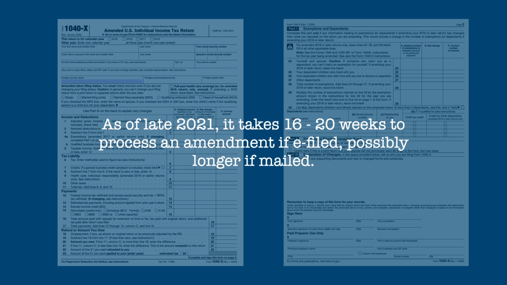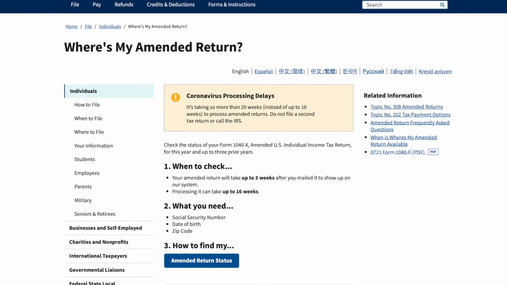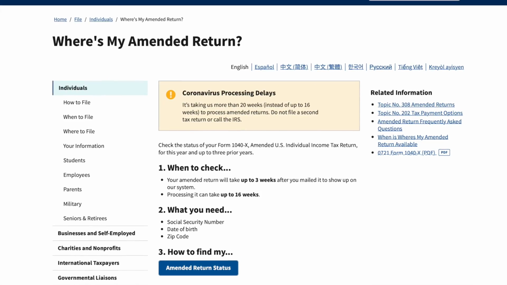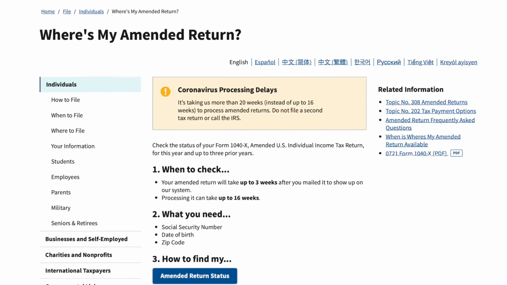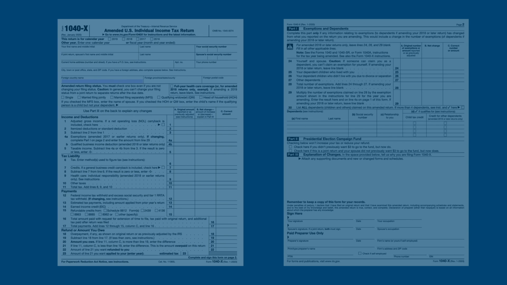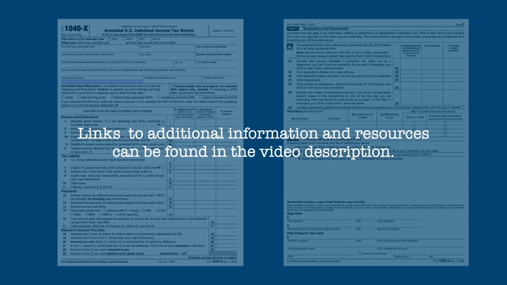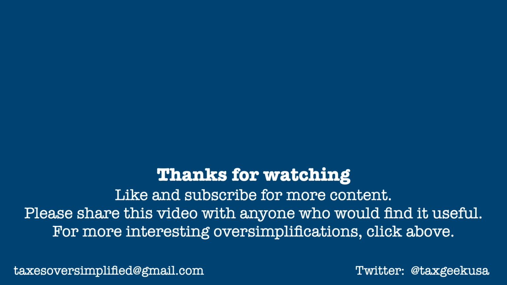Currently, it is taking the IRS about 16 to 20 weeks to process an amendment if e-filed, longer if the amendment was mailed. You can check the progress of your amendment by going to irs.gov and going to the Where's My Amended Return page. Of course, this is just a brief overview of the amended return process. Additional information and resources are found in the links in the video description.